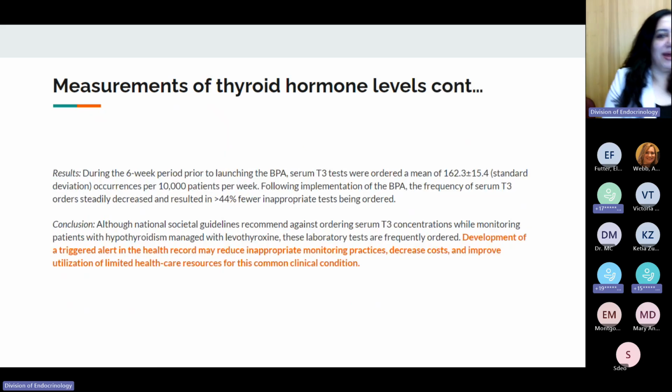Before doing this, they looked at a six-week period in these centers, and about 162 times per 10,000 patients per week, people were ordering T3 in hypothyroid patients on levothyroxine. But after putting up this alert that just popped up on their screen, this reduced by about 44%. So a pretty significant reduction, but not perfect. The conclusion of this study was that although our National Society guidelines, Endo Society, have recommended against ordering serum T3 while monitoring patients with hypothyroidism, these tests are still frequently ordered. So they urge people to consider putting this alert in their EMR whenever patients are being treated with hypothyroidism to ask, do you really want to order this T3? And maybe we could reduce how often it's done. Our system does not have that, which would be something interesting to maybe implement for us.